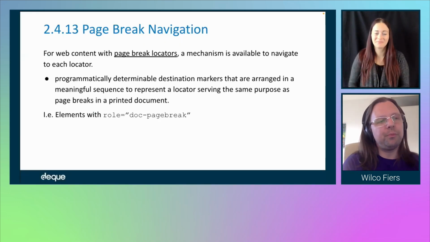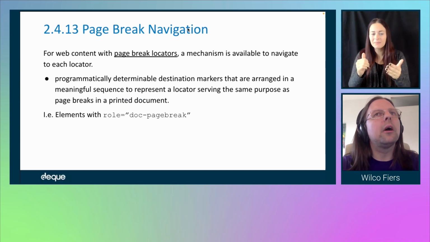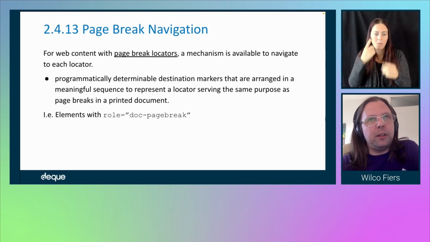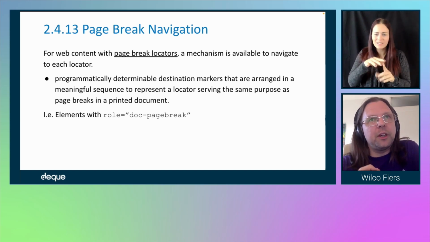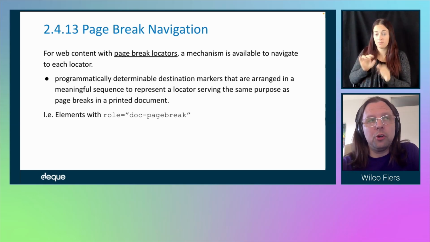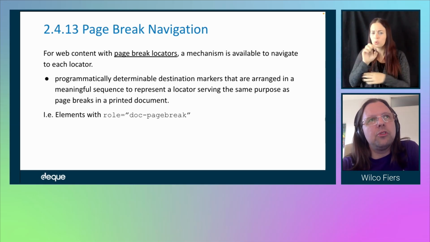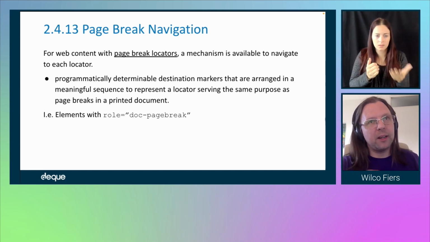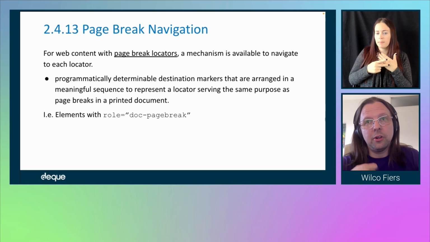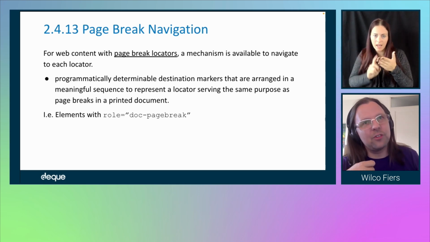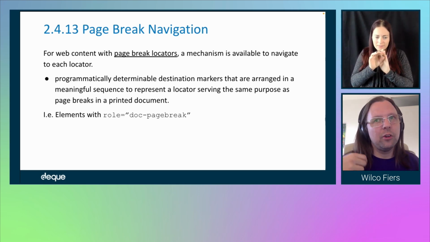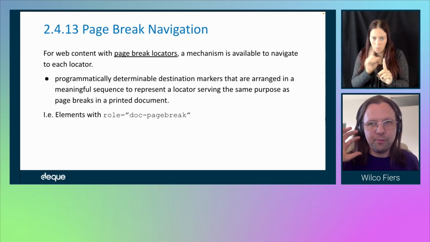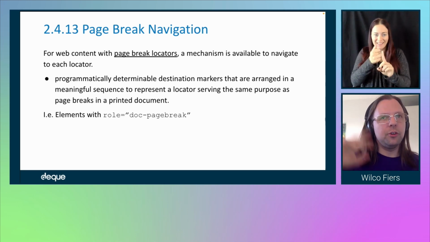Let's move right on to page break. So for web content with page break locators, and this is a new concept, page break locator, a mechanism is available to navigate to each locator. A page break locator is a programmatically determined destination marker that is arranged in a meaningful sequence to represent a locator serving the same purpose as a page break in printed documents. That's complicated. Don't worry too much about it.